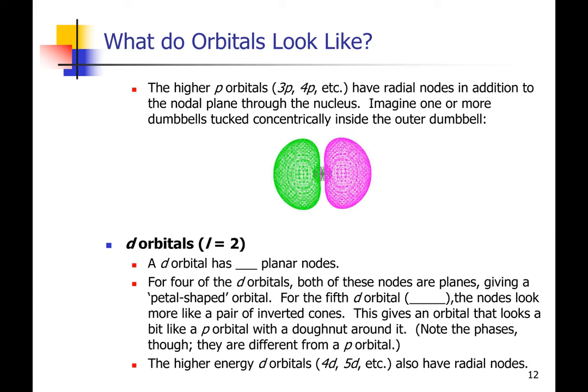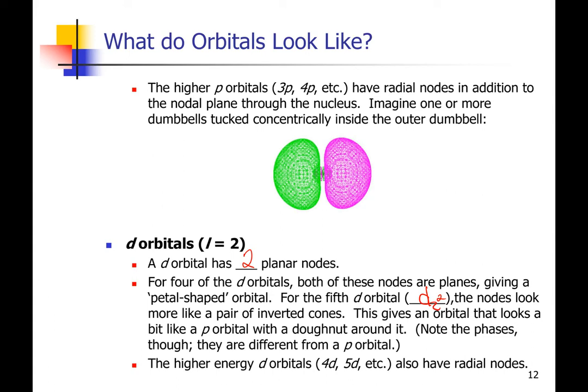Next up, we have the d orbitals. D orbitals have L equals 2, angular momentum quantum number equals 2, and therefore 2 planar nodes. For 4 of them, that gives you the shape that I drew last video, that kind of looked like a clover leaf or a set of petals on a flower. The 5th one, which is called the dz squared, actually has nodes that look like a pair of cones meeting at the points in the middle rather than just simple flat planes. And you'll see a picture of that on the next page.